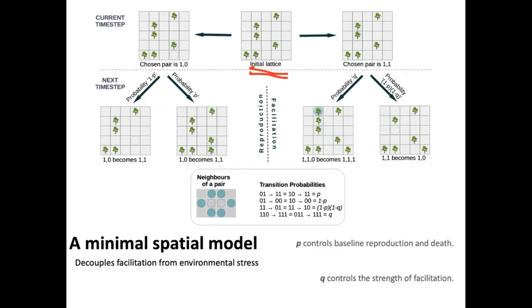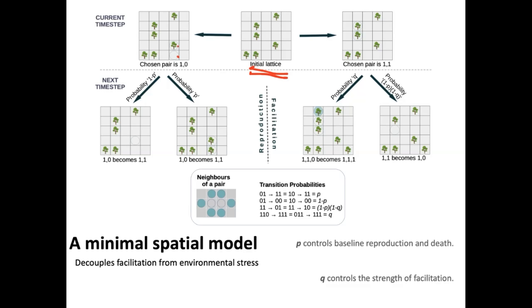It could also be empty. So it could basically be one. You know, we represent occupied cells as one and others as zero. And then you implement certain stochastic update rules. For example, let's say we choose this pair of a tree and an unoccupied area next to each other.